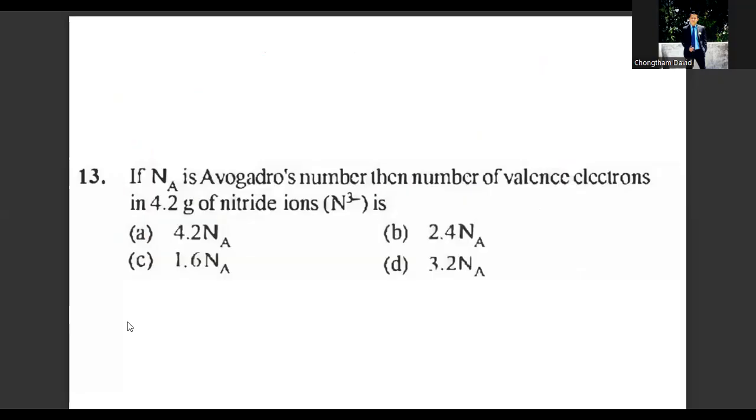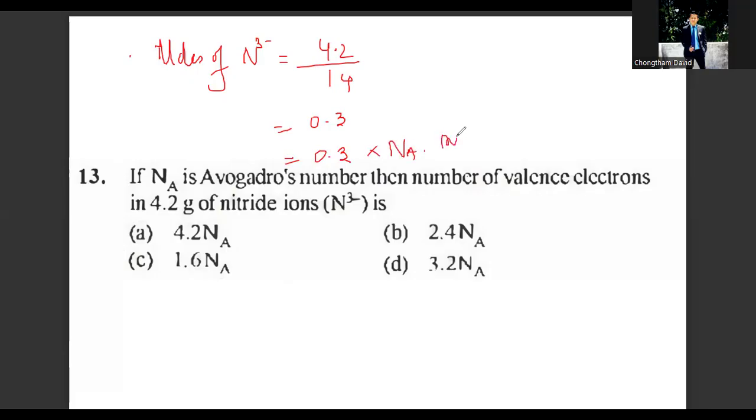Question number 13. If Na is Avogadro's number, then the number of valence electrons in 4.2 gram of nitrite ion is. So moles of nitrite ion we have to calculate first. Moles of nitrite ion equals 4.2 by 14. So it is 0.3 mole. So 0.3 mole equals 0.3 into Na nitrite ions.